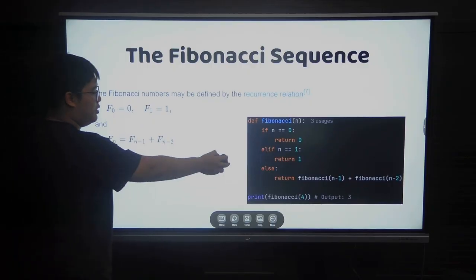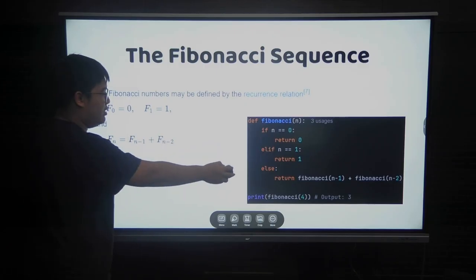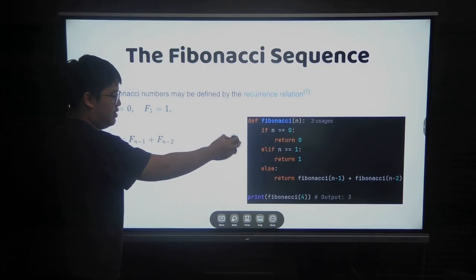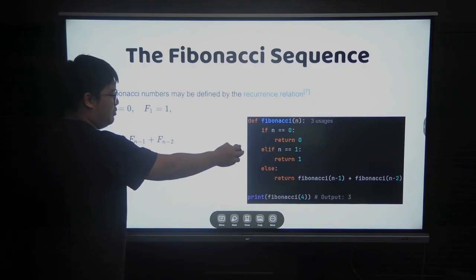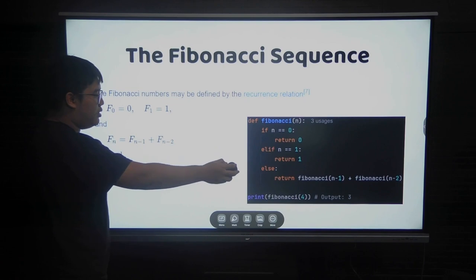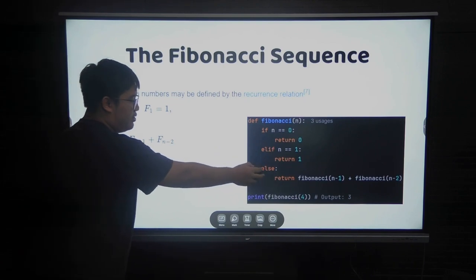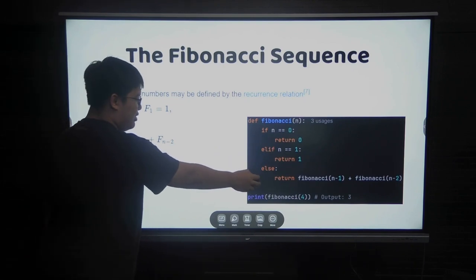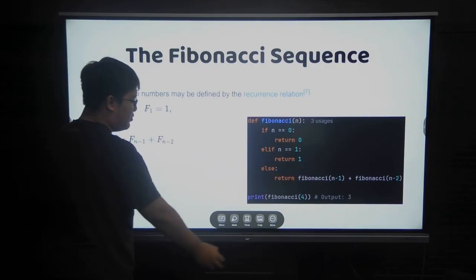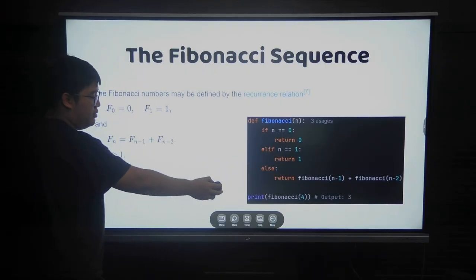So here's the code in Python for the Fibonacci problem. It has a base case: if Fibonacci 0, it will return 0, and if it is 1, it will return 1. And if the number is 2 or more, then it will return the sum of the previous two numbers as mentioned here, returning Fibonacci n-1 and n-2. Printing Fibonacci 4 will give you an output of 3.